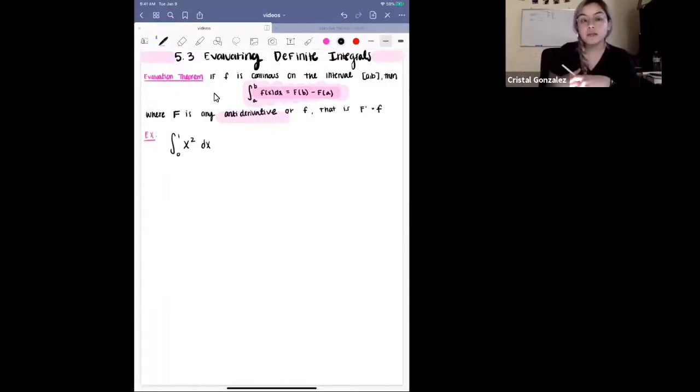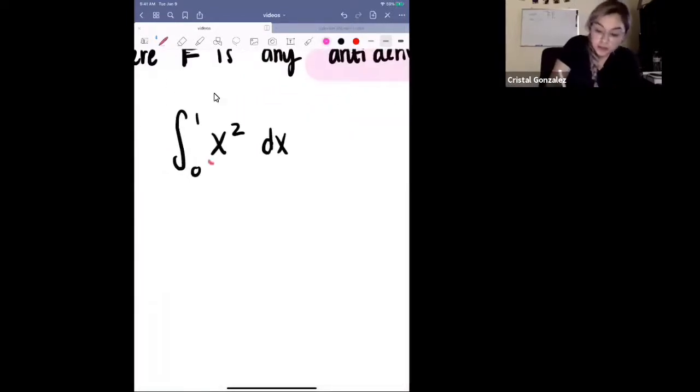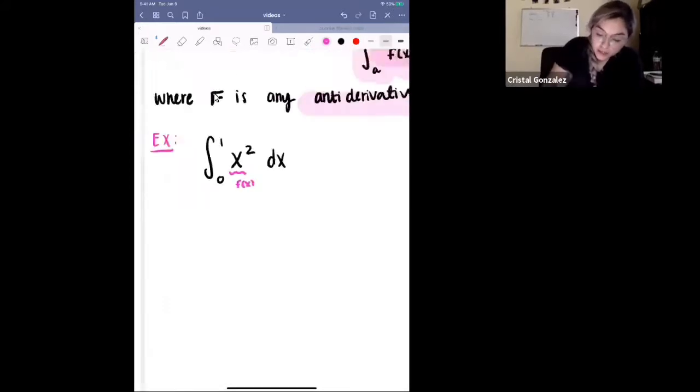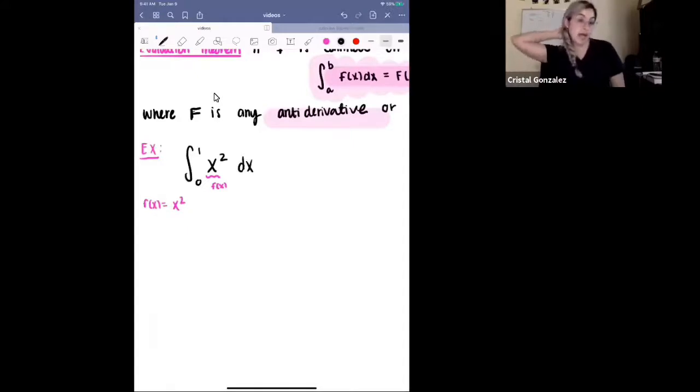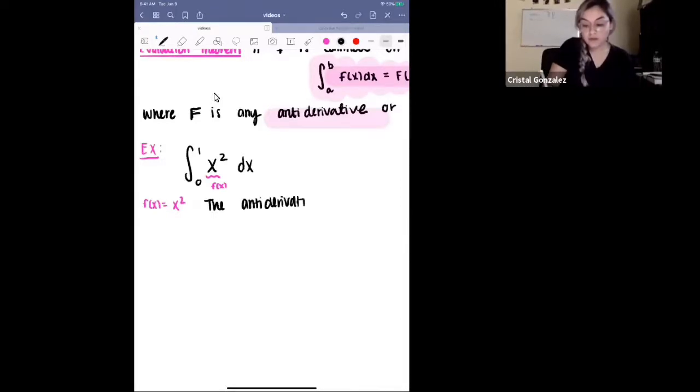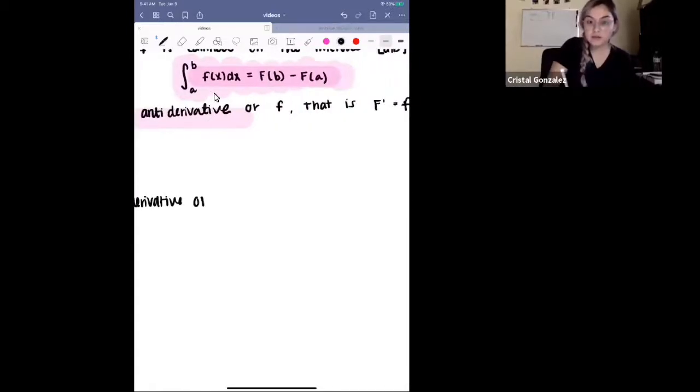But we also learned to be able to take the antiderivative. And so what I'm going to want you to do for now, just so that we can talk about this example in really good detail, is here, this is our f of x. So we know that f of x is equal to x squared. And now recall that in 4.7, we talked about that antiderivative. And so the antiderivative of f of x is capital F of x.